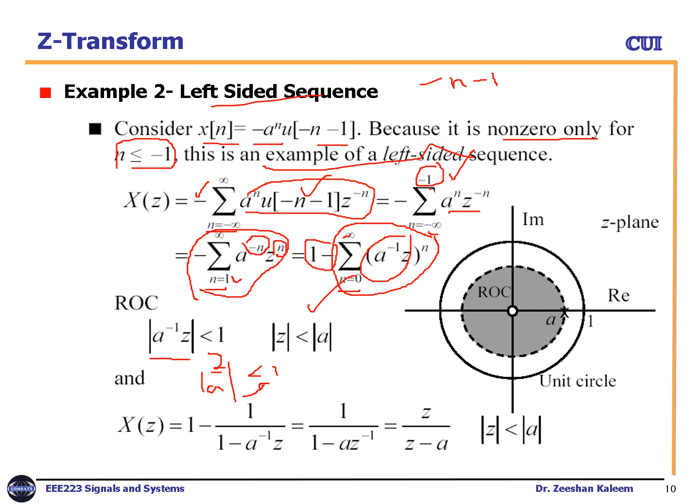So let's solve it further. 1 minus 1 over 1 minus a^-1 z, by using the power series as we already discussed. Taking the LCM and solving it once again, you will get the same result, z over z minus a. And here the difference is the region of convergence, which is z less than a.